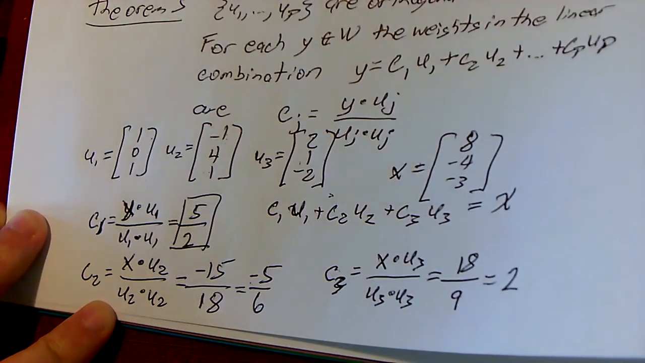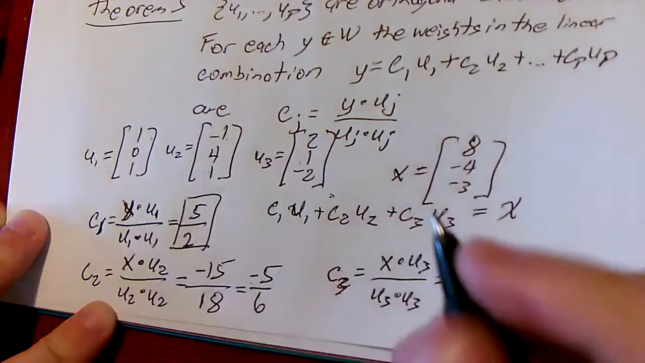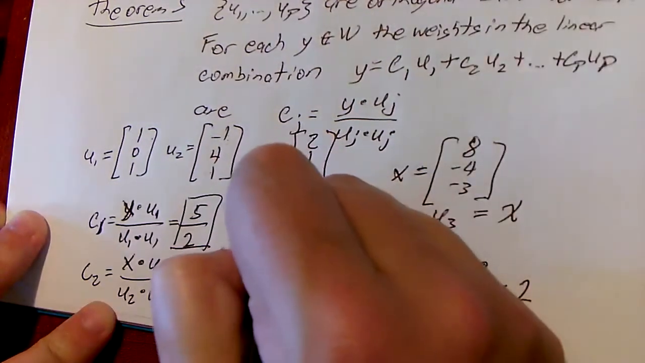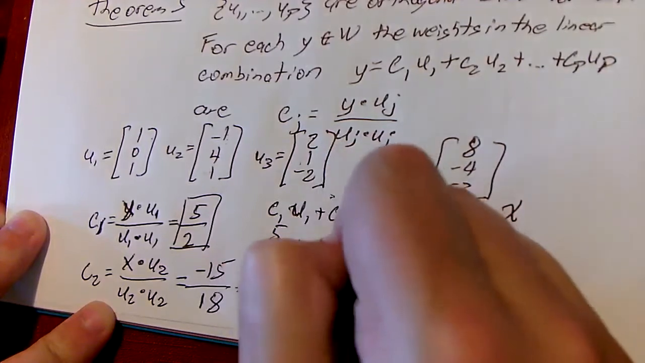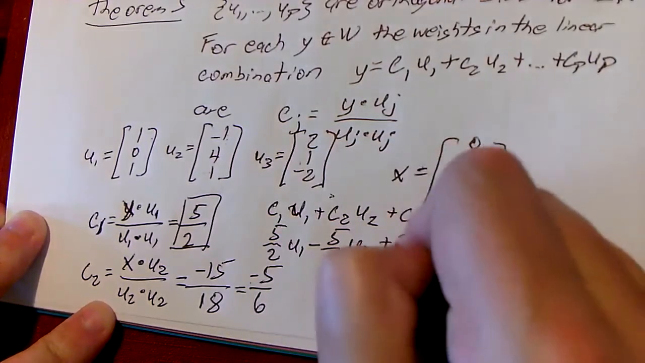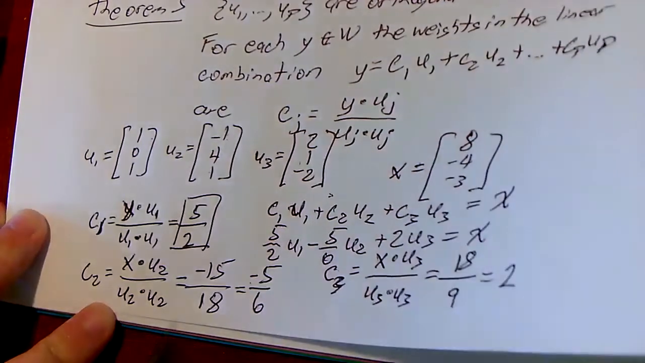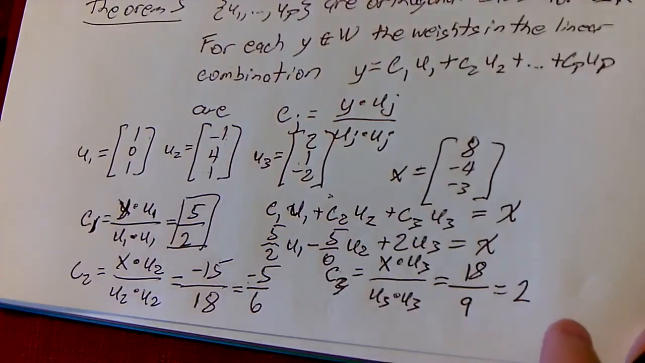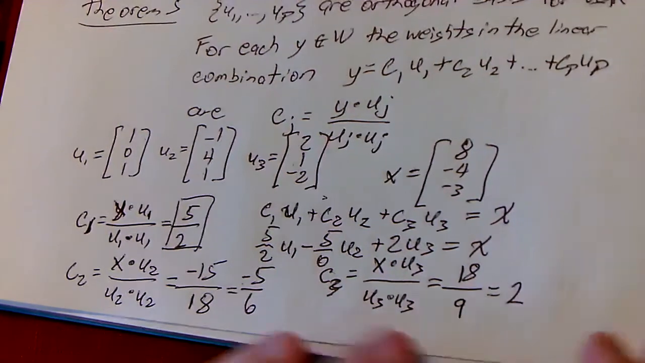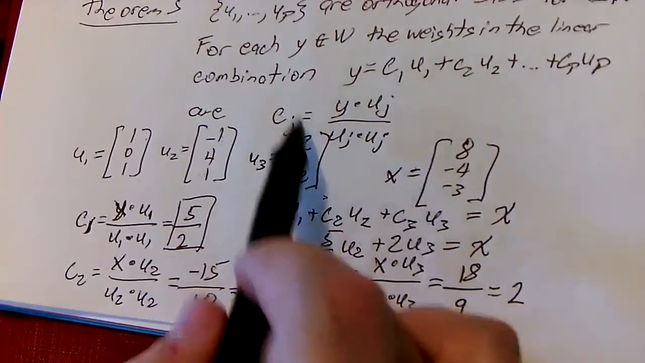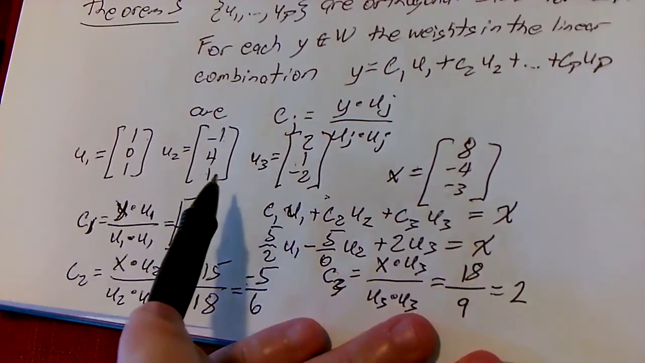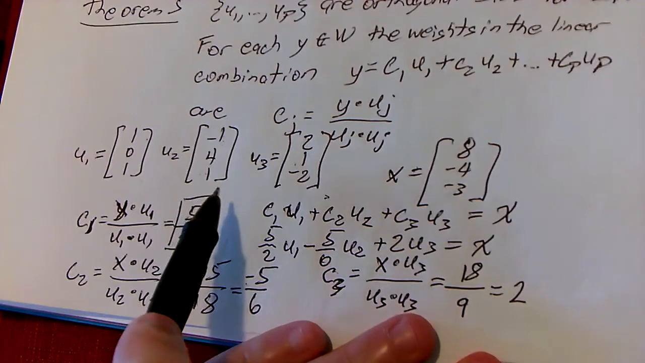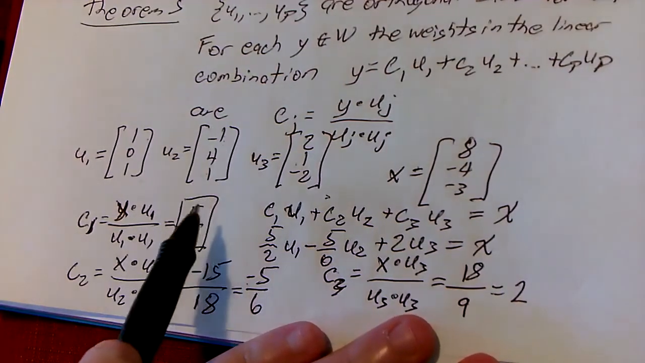So then I could write the equation for x. X is equal to 5 halves U1 minus 5/6 U2 plus 2 U3. So there is my dependence relation. Okay, good to go. So all you have to do is compute each of these to find the relationship for that vector, assuming you've got an orthogonal basis for your original space. Okay?